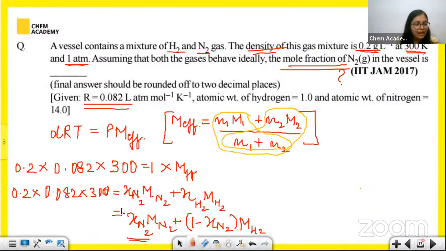Quickly solve it and let me know the answer in the comments. What should be the answer? What should be the final mole fraction? Please let me know the answer to this in the comments. What should be the mole fraction here? You can use your calculators, take out your calculators and try to solve it.